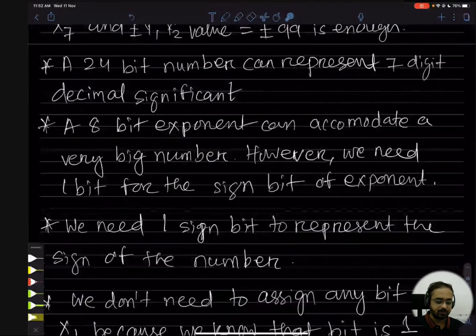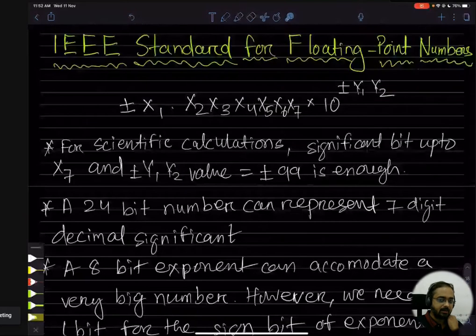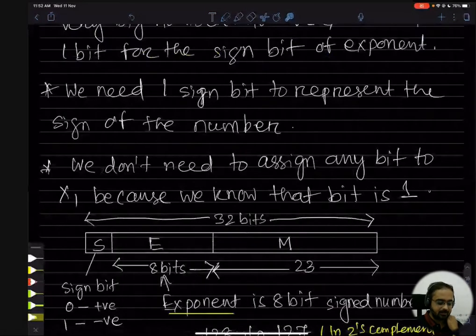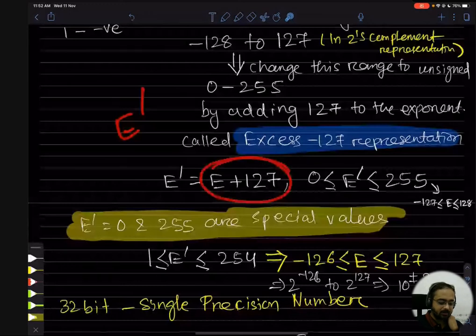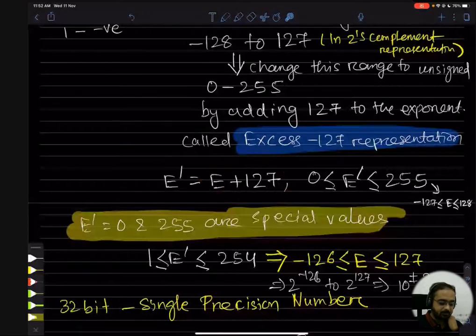For the exponent we don't need any sign bit, this plus minus bit. Normally we represent it as the first bit as the sign bit and the rest 7 bits as the number. But in this case the IEEE standard says don't write E, write E dash. What is E dash? E dash is nothing but 127 added to that value. E dash is the original exponent plus 127.